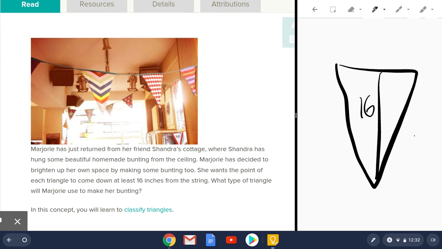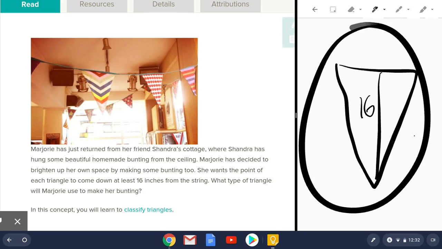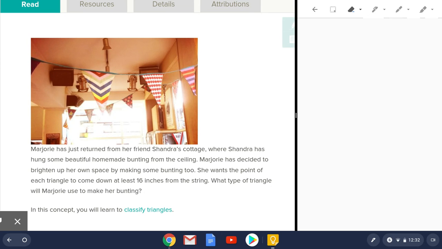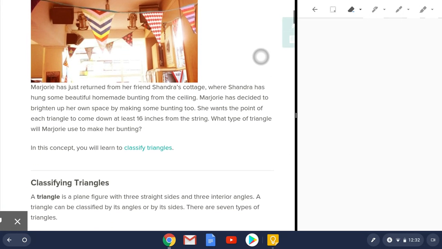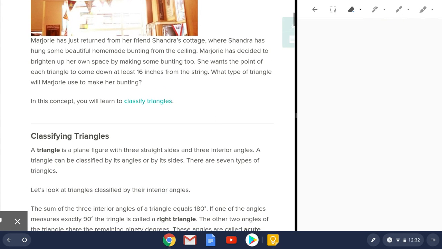What type of triangle will Marjorie use to make her bunting? So what kind of triangle is this triangle that we're working with? Today's lesson is all about classifying what kind of triangles there are and giving us an idea of how to follow along and identify these triangles in our own lives. So we are classifying triangles. That is what we are doing.